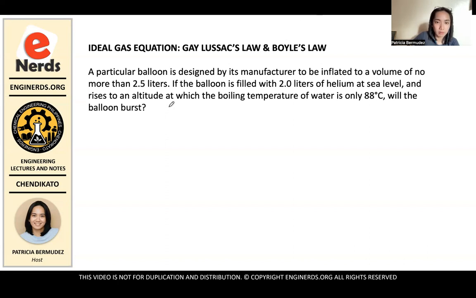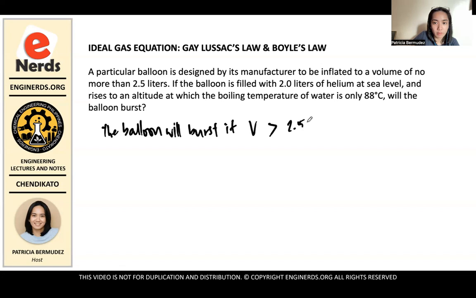So we know from the problem that the balloon will burst if V is greater than 2.5 liters. So we just have to find V. That's the goal of this problem. You have to find V at this altitude where the boiling temperature of water is 88 degrees Celsius. So first, we're gonna focus on Gay-Lussac's law, which states that volume is constant.